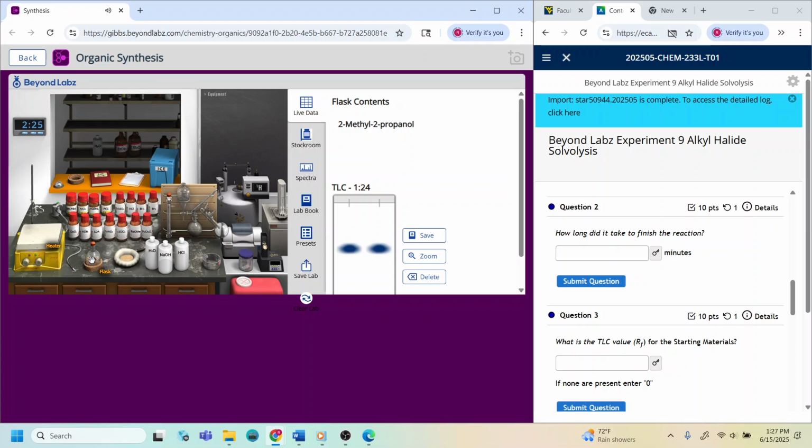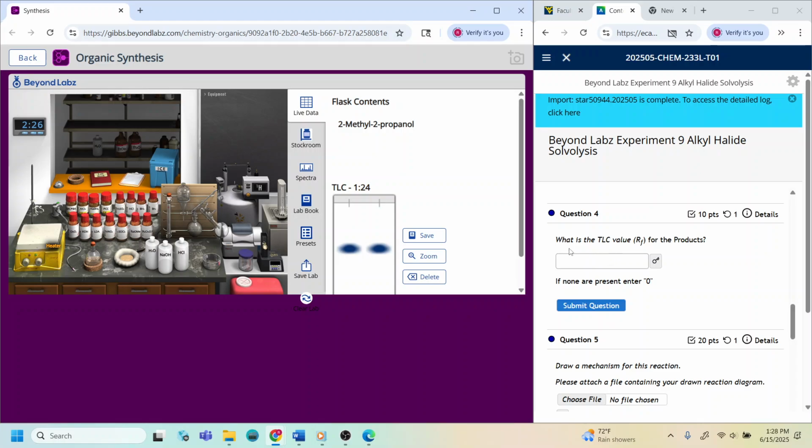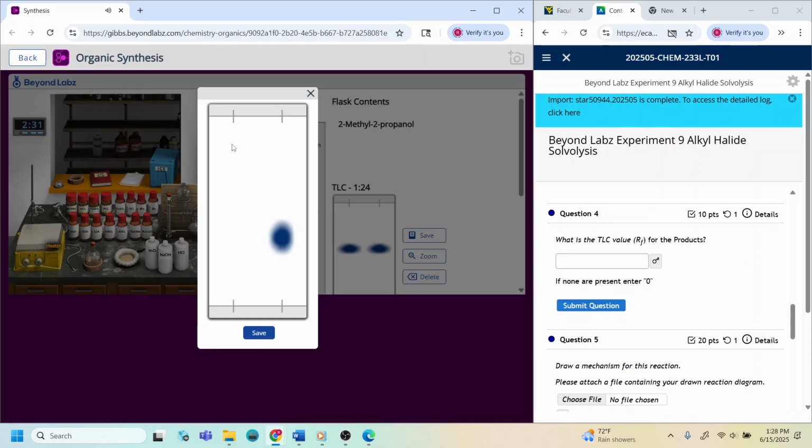And now it's time to take the second TLC because it asked me to find the TLC value for the starting material and then what is the RF value of the product. Now I need to take TLC for the product. Now you're going to see that the TLC for the product is different than that of the reactants. Look, I'm starting with the reactants over here. Now my product is more polar because it is an alcohol. So it's more polar. I'm expecting to have a lower RF value.